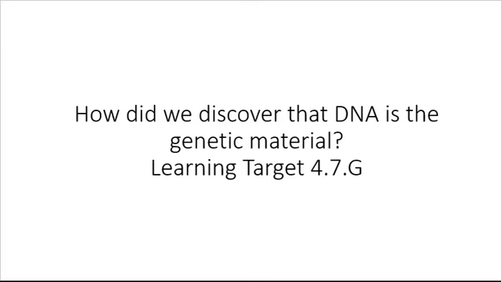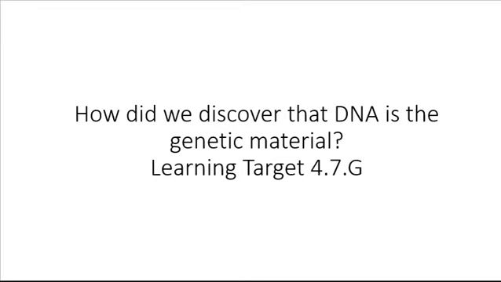Learning target 4.7g is all about how we first discovered that DNA is the important genetic material within your cells. We all know that DNA is that important information that has to get passed from cell to cell in order for that new cell to know how to function. It has to get passed from parents to their children to pass all of those traits on and make their kids have the particular features that they have. But how did we first figure out that DNA was the molecule in our cells that does that?